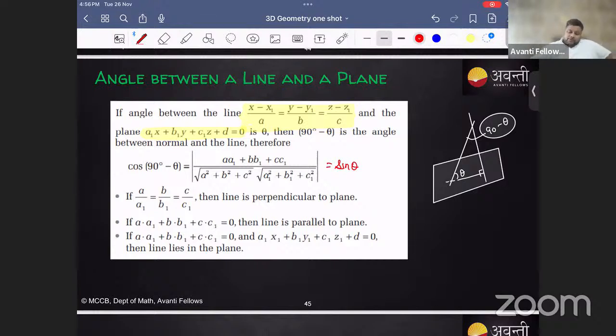Got it? Now, if line and plane are perpendicular, that means line and normal of the plane are parallel. So if line and normal of the plane are parallel, that means A by A1 is B by B1 is C by C1. Got it? Then, if AA1 plus BB1 plus CC1 goes 0, then line is parallel to the plane because in this case, normal will go perpendicular to the plane. Got it?